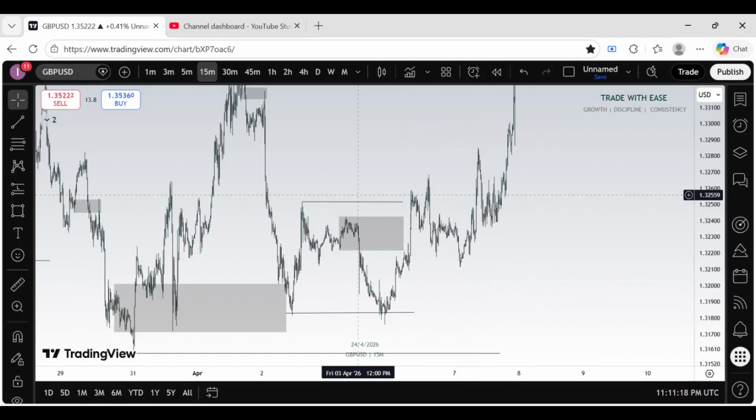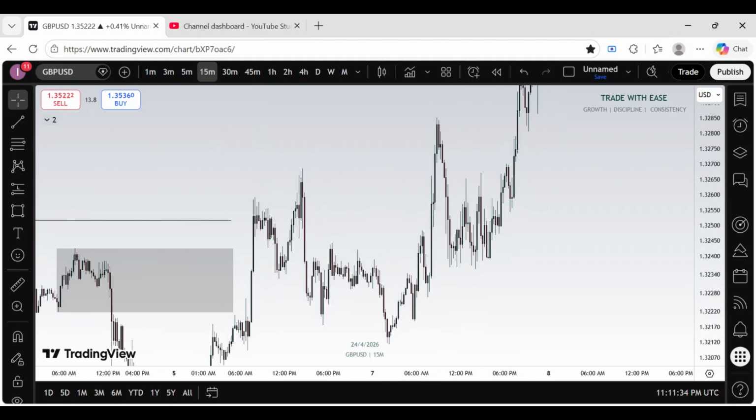Price took this high, came back, sold inside, and then caused another break of structure. So by causing another break of structure, we know that price is already giving us a hint, a buy confirmation. After taking this second high, this is another break of structure right here.